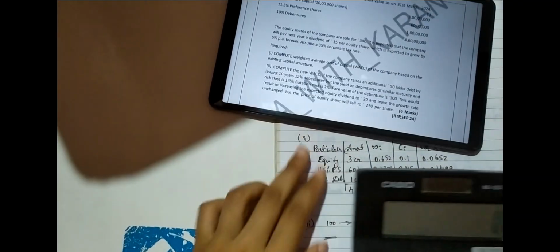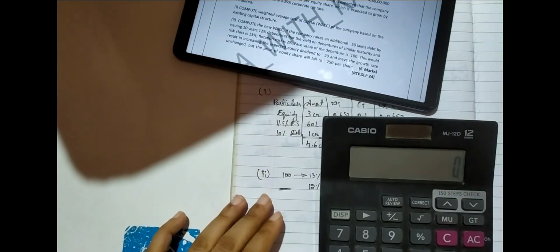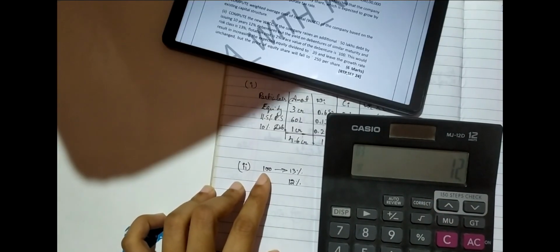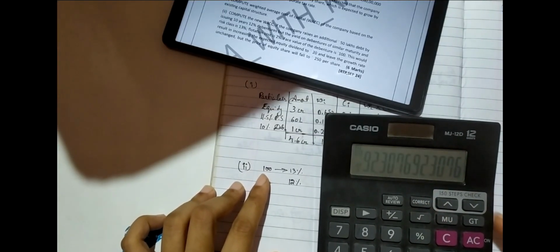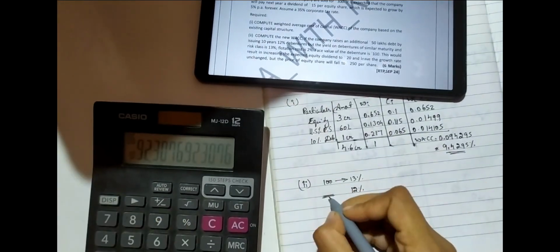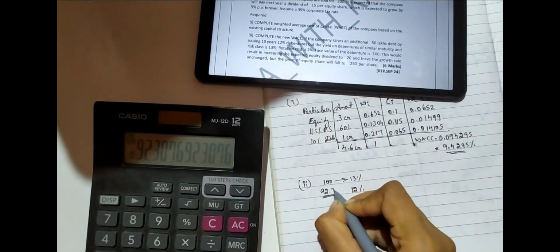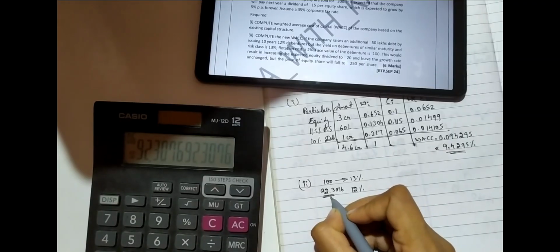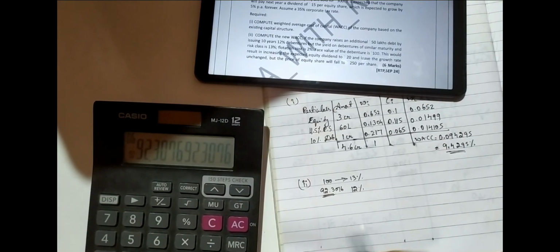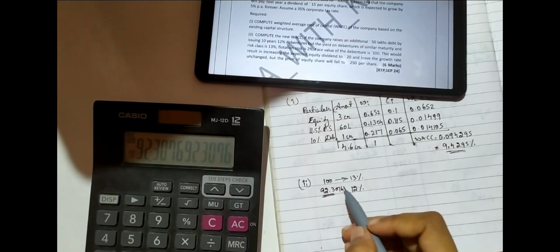So when you cross multiply, it is 0.12 into 100 divided by 0.13. So the value is 92.3076, okay? Only if you issue at this price will people buy. If the issue price is more than this, nobody is going to buy. So the discounted price for the debentures has to be 92.3076. Fine. I hope you are clear with this.